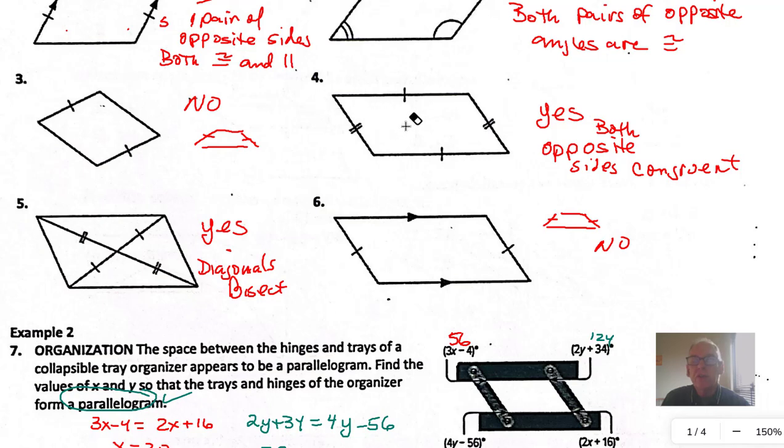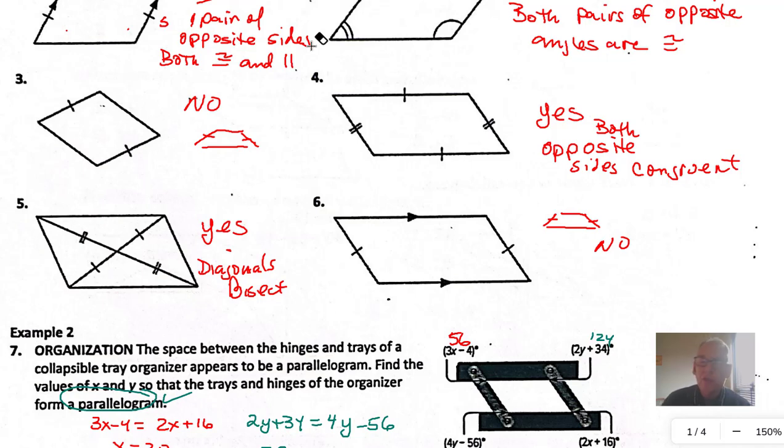Number four, we've got two sets of opposite sides that are both congruent and parallel. That fits one of the prerequisites for a quadrilateral to be a parallelogram. So that number four is a parallelogram. If we have a parallelogram for number five, diagonals bisect each other. So they're showing us in the diagram that diagonals bisect. That's enough for number five to be a parallelogram.